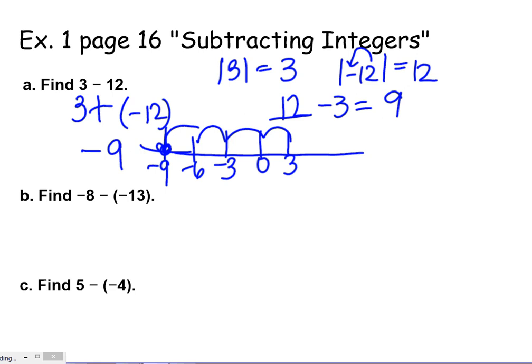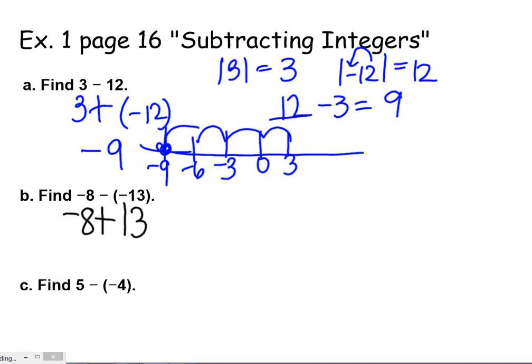Let's try B. Negative 8 minus negative 13. Here you see that double negative. Follow the rules for subtracting integers. You bring the negative 8 down. The minus sign becomes a plus sign. Now we're going to take the opposite of negative 13, which is 13.